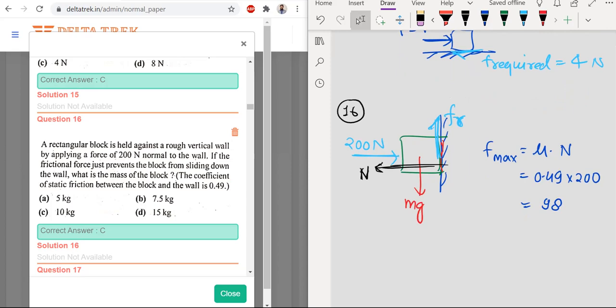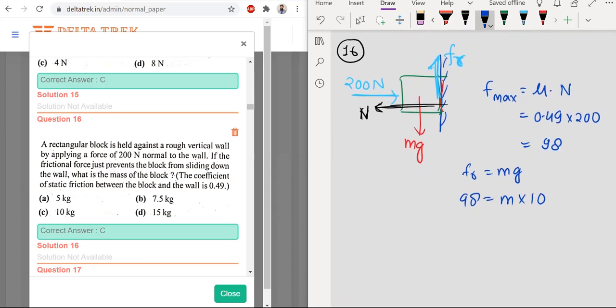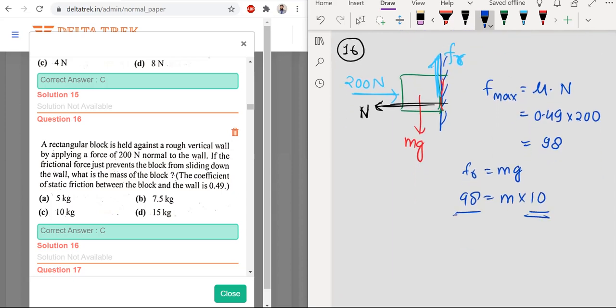Now see whether this much is required or not. But the question asks: if the friction force just prevents the block. Just prevents the block means that friction has completely saved the mg. So friction is 98. M we need to find, g is 10. But now do not take g as 10. As you can see here it is 9.8, so it's better to take the value 9.8. So the mass will be 10 kg.